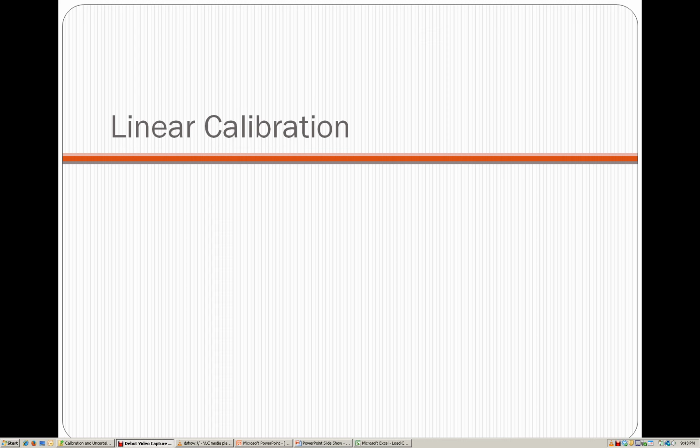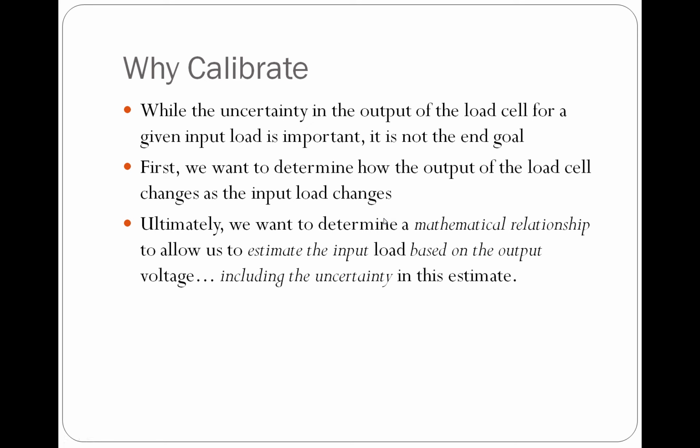Now that we've discussed uncertainties and confidence intervals, we have to move on to linear calibration. So the first thing is, why do we need to calibrate an instrument? Well, we calibrate an instrument by applying different inputs and determining how the output of the instrument is related to the inputs provided. So while the uncertainty in an output of the example load cell is important, it's not the end goal.